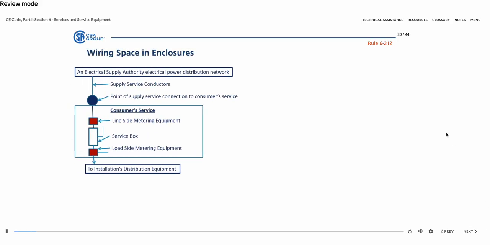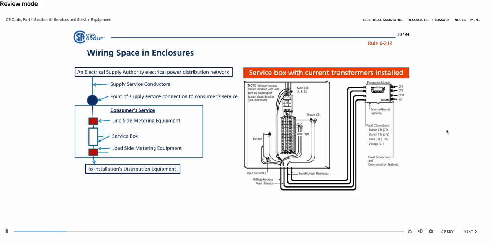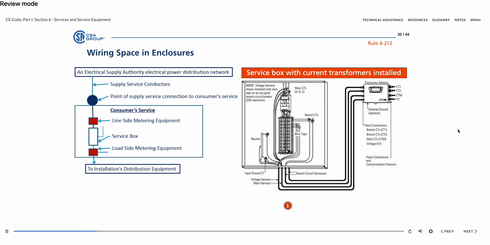Consumer service conductors are not provided with overcurrent protection other than that provided for the utility transformer primary. However, service equipment designed for accommodating current monitoring devices or other associated electrical equipment shall be permitted. Rule 6-212 Subrule 3 requires that such conductors not cross or contact conductors connected to the load side of the main switch or circuit breaker in a service box.